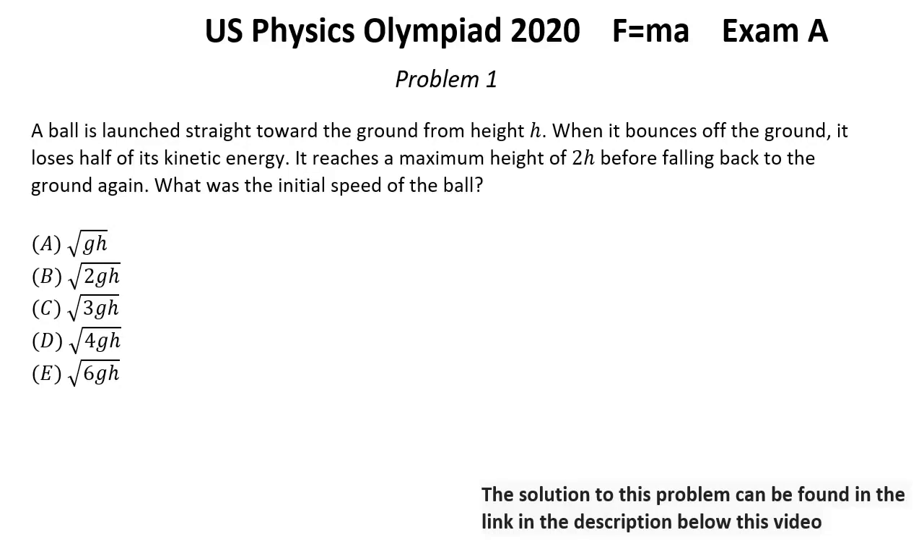American Physics Olympiad, year 2020. F equal MA. First round. Exam A. This year was split by 2 days, and each student can choose any of these days to participate. As usual, it was given 75 minutes for 25 problems.